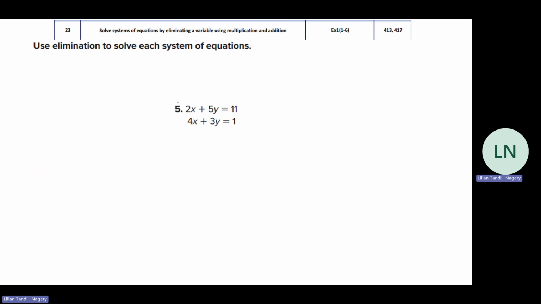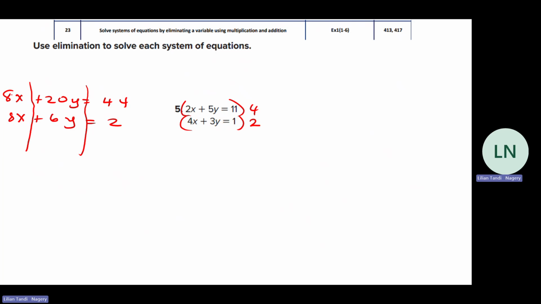I'll eliminate x. 4 here, 2 here. So what do I get? I get 8x plus 20y equals 44. I get 8x plus 6y equals 2. My numbers, my letters, my signs are the same. I subtract in each column.